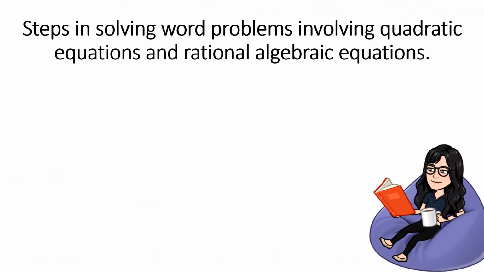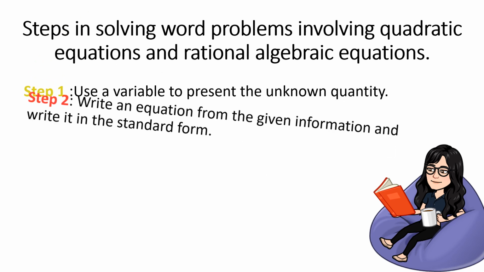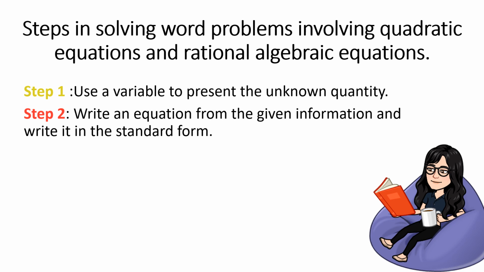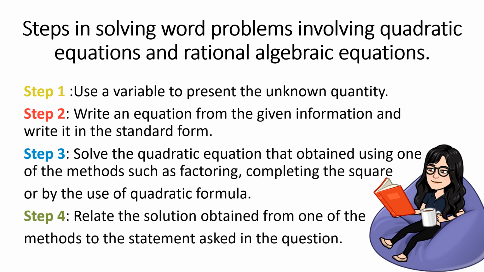Here are the steps in solving problems involving quadratic equations and rational algebraic equations. Step 1. Use a variable to represent the unknown quantity. Step 2. Write an equation from the given information and write it in the standard form. Step 3. Solve the quadratic equation obtained using one of the methods, such as factoring, completing the square, or by the use of the quadratic formula. The fourth and last step: relate the solution obtained from one of the methods to the statement asked in the question.